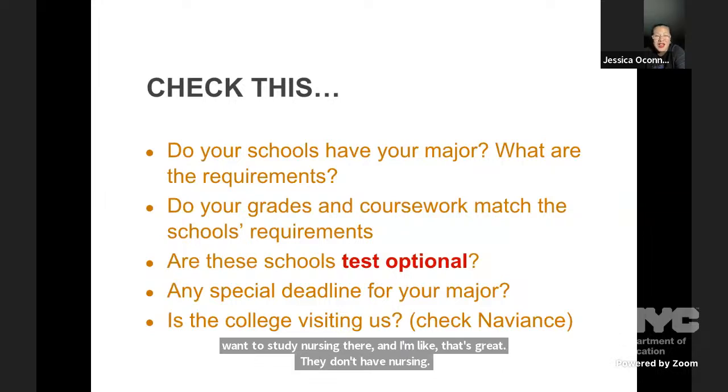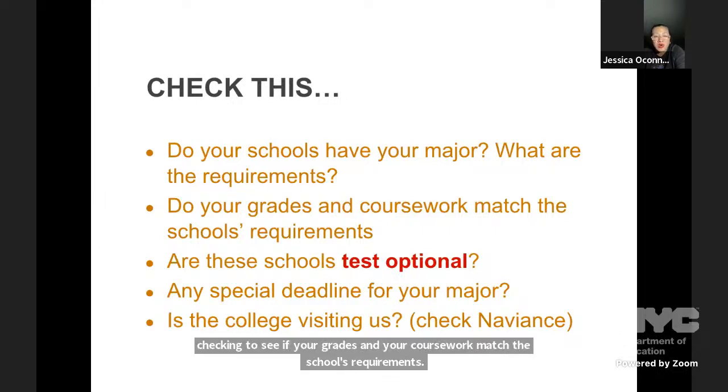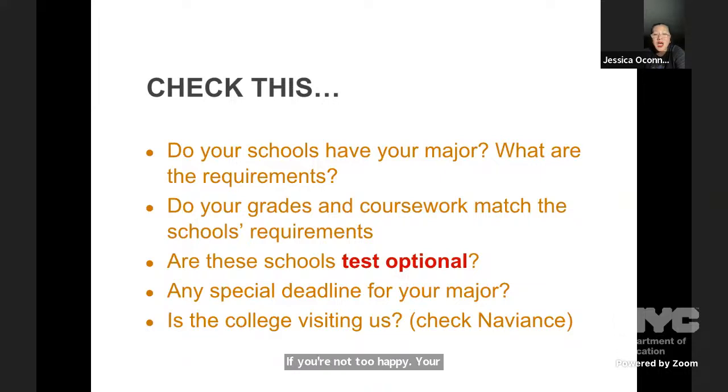This is a very easy thing to check. You just go on the college's website, or you can go on Naviance and see if they have that major. You're checking to see if your grades and your coursework match the school's requirements. If you're not too happy with your SAT score, you're checking to see if those schools are test optional. Is there a special deadline for your major? And is the college visiting us?